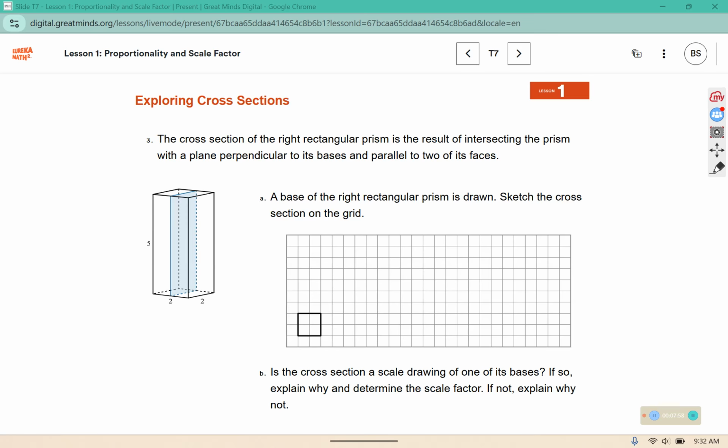The cross-section of the right rectangular prism is the result of intersecting the prism with a plane perpendicular to its bases and parallel to two of its faces. A base of the right rectangular prism is drawn. Sketch the cross-section. Well, it's 2 across and 5 tall.